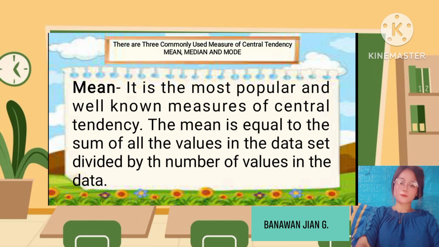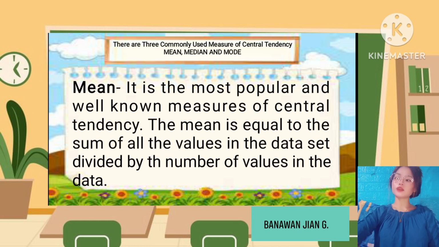First, mean. So what is mean? It is the most popular and well-known measure of central tendency. The mean is equal to the sum of all the values in the data divided by the number of values in the data. That means the sum of the value of each observation in the data set divided by the number of observations, also known as the arithmetic average.